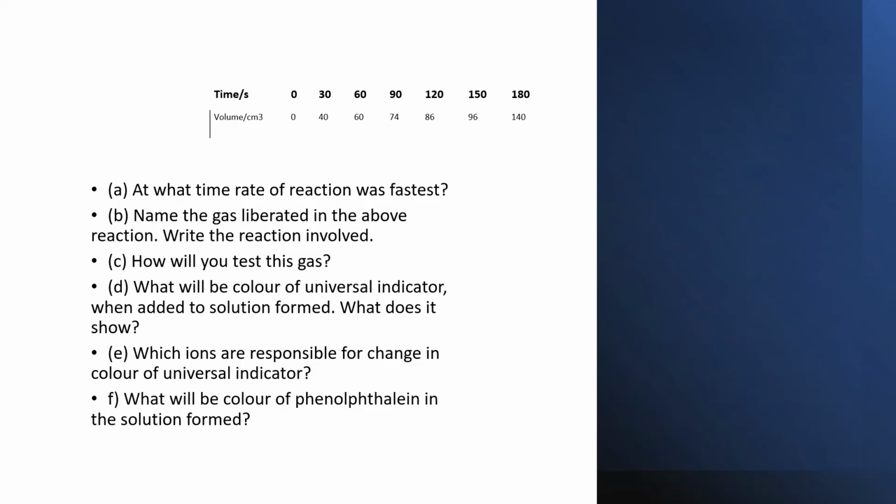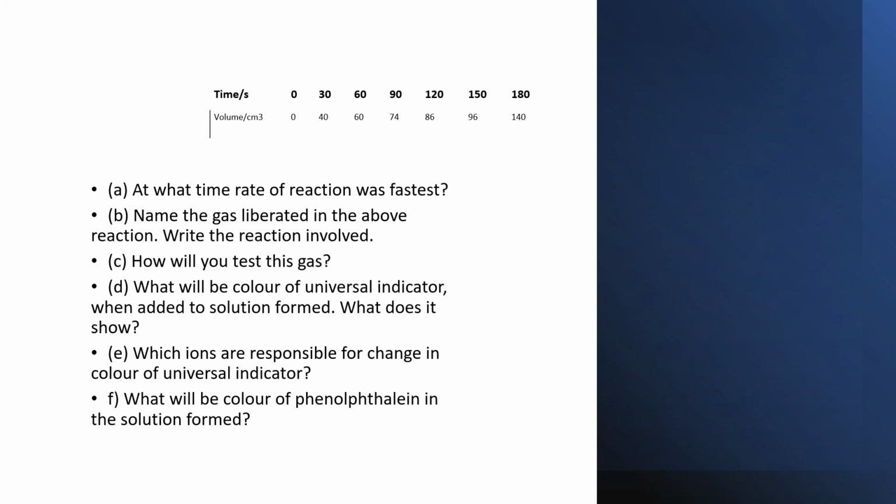So here you can see this tabular column where at 0 seconds you can see 0 cm cube of gas liberated, at 30 seconds 40 cm cube of gas liberated, at 60 seconds 60 cm cube of gas liberated, and so on. This one is 74, 86, 96, 140. Question number one: at what time was the rate of reaction fastest?